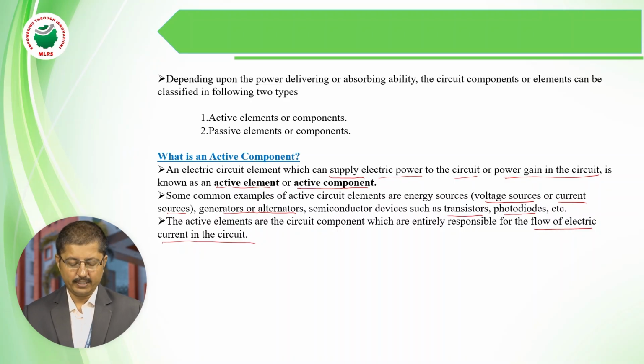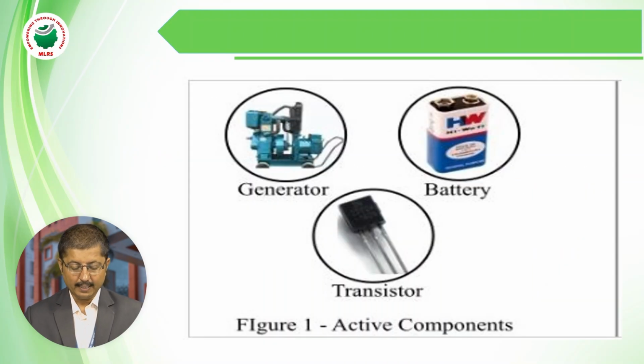So the components which are entirely responsible for the flow of electric current in the circuit are the active components. Let us see examples of the active components: generator, battery, transistor. These are supplying the energy to the load. These are the active components.